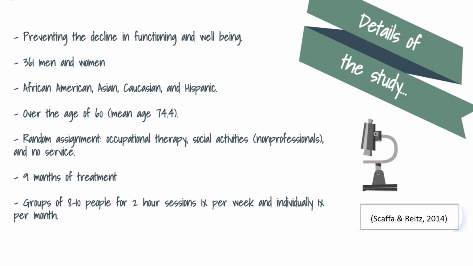They were of African American, Asian, Caucasian, and Hispanic descent, and they were over the age of 60, with the mean age being 74.4. They were randomly assigned to 3 different groups: occupational therapy, social activities with non-professionals, and no service given at all. This was a 9-month treatment, and groups of 8 to 10 people were in a session 1 time a week for about 2 hours, and then these same individuals would go to a personal meeting 1 time a month for 2 hours.